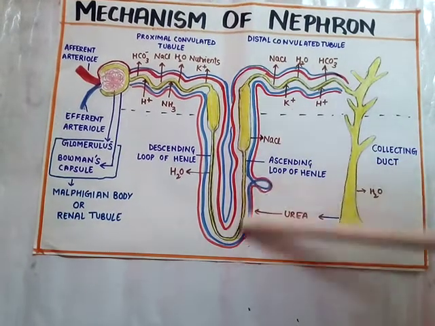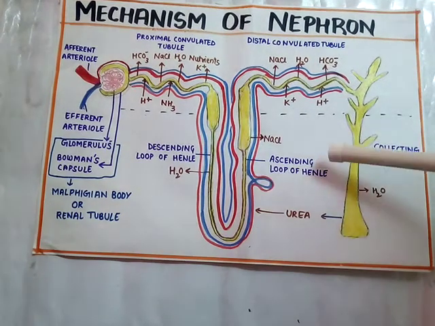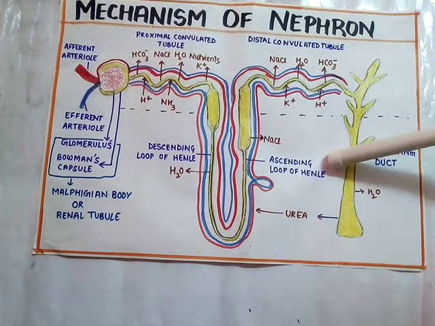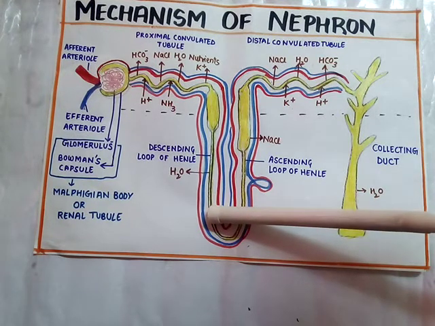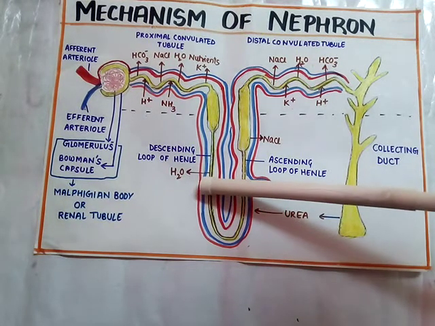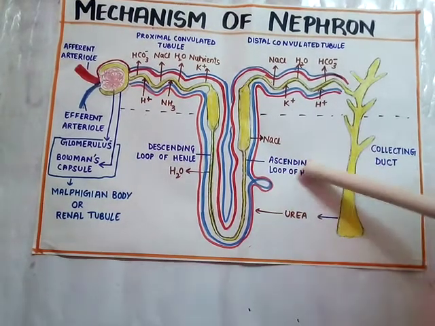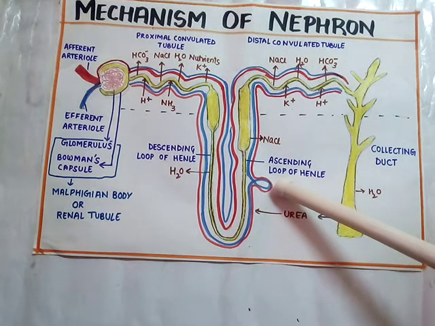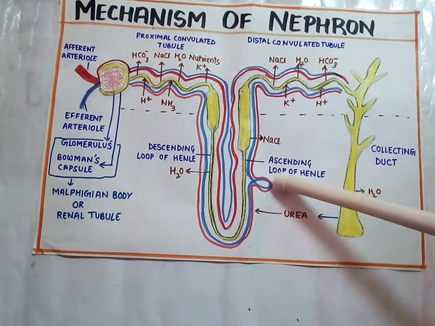Then there is the loop of Henle. I have told you that there are two parts of the loop of Henle: the descending loop of Henle and the ascending loop of Henle. The descending loop of Henle is impermeable to electrolytes and permeable to water. So water is reabsorbed in this part and makes the filtrate concentrated. After that, the ascending loop of Henle is impermeable to water but allows transport of electrolytes actively or passively. Therefore, the filtrate gets diluted.